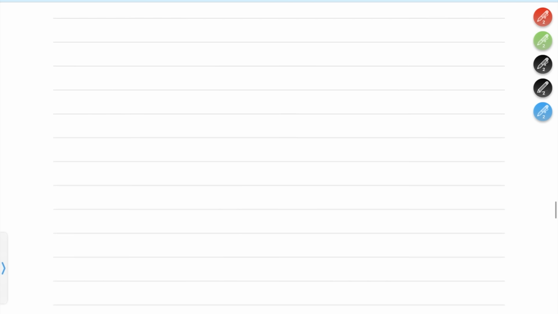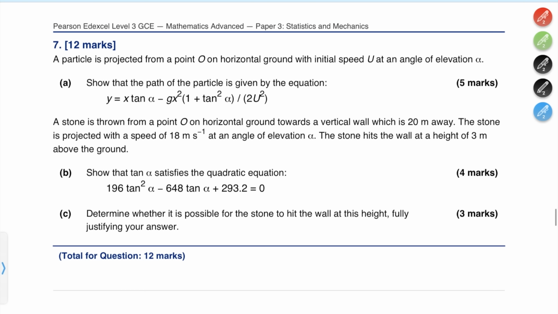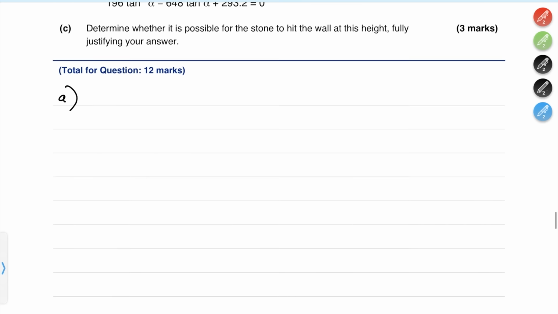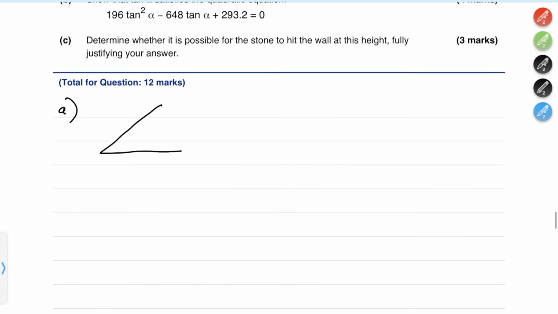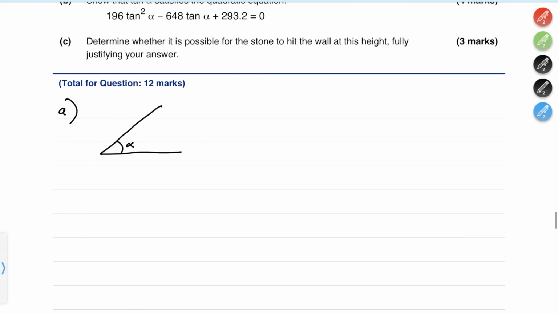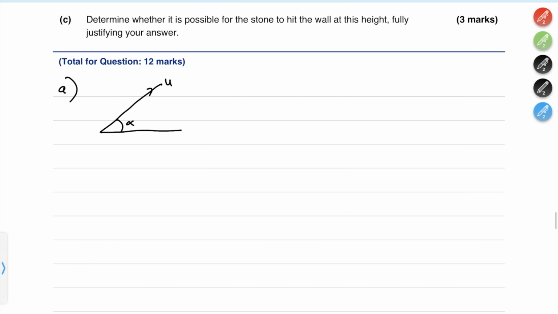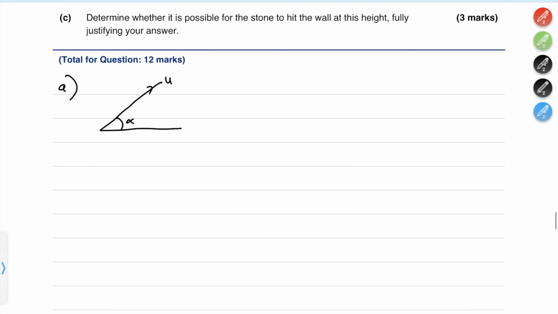So now we can move on to question 7, which is giving us some information, and we just have to prove one of the formulas. If we draw a quick diagram here, it's elevated, so it's angle alpha. We can think about this as u. That's the speed that it's projected at. So we can let the horizontal distance be x and the vertical distance be y.